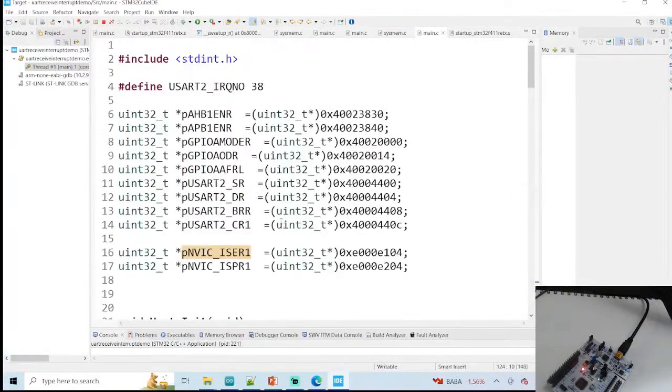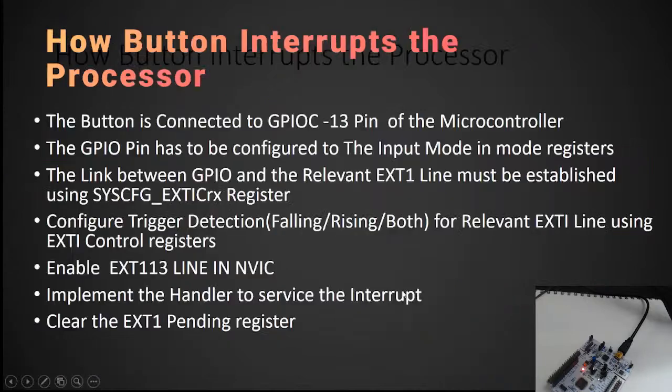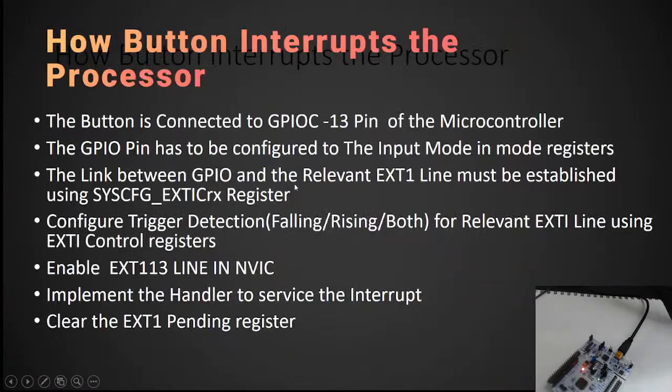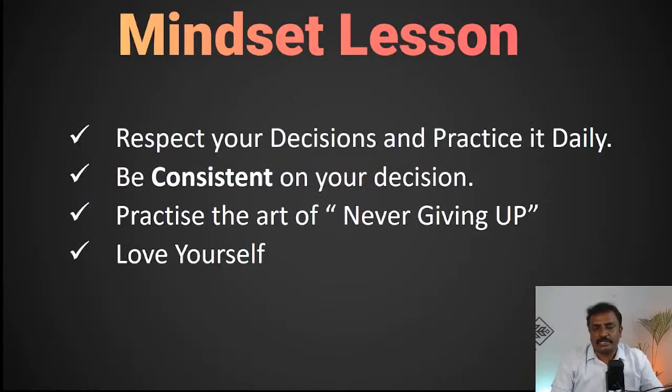So with this I end this lecture today. So let's go for the mindset lesson. So we have covered the GPIO EXTI13. We have covered this code, and we also covered the user2, which is connected to IRQ number 38. With this, I close the session. So thank you so much for your time.